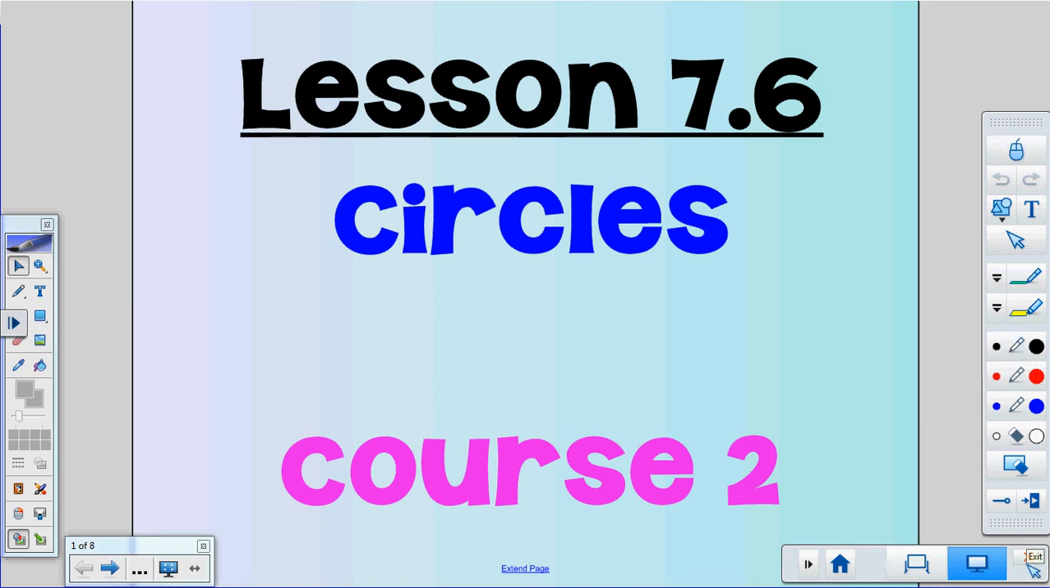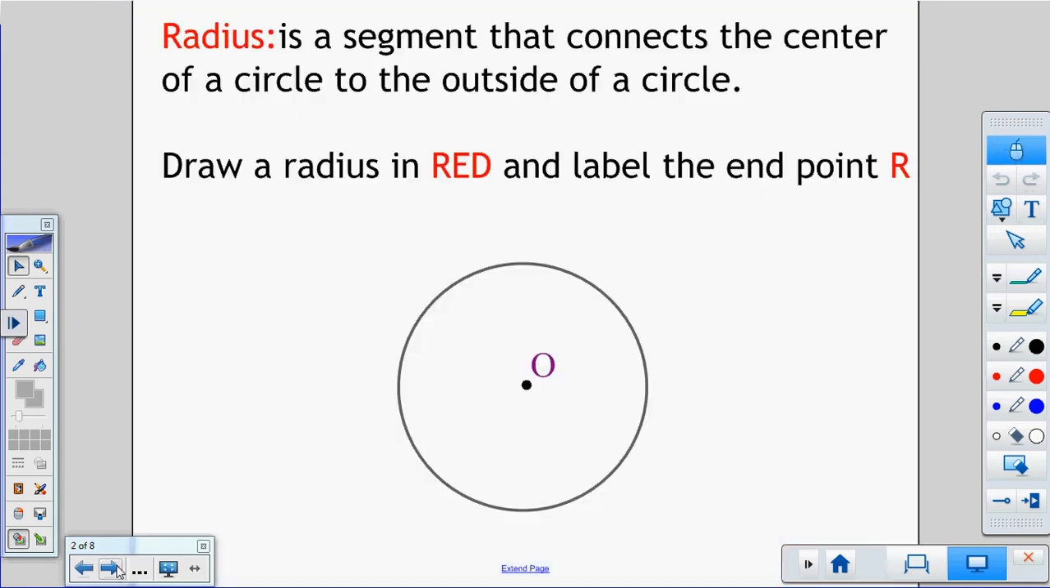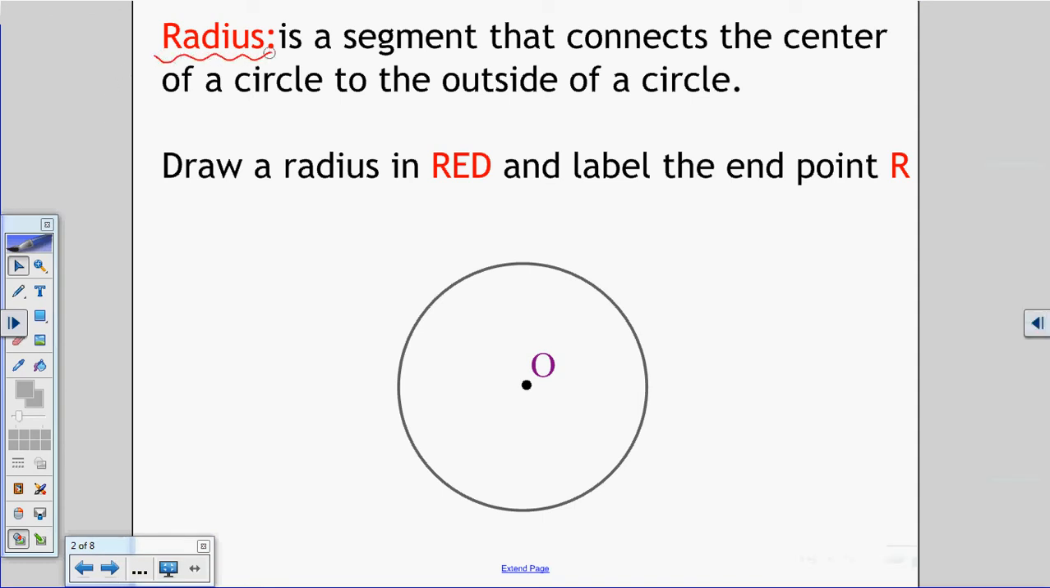This is lesson 7-6, and it's all about circles. So make sure you title this in your notebook, 7.6 circles. Now, the first thing that you need to write down is radius.